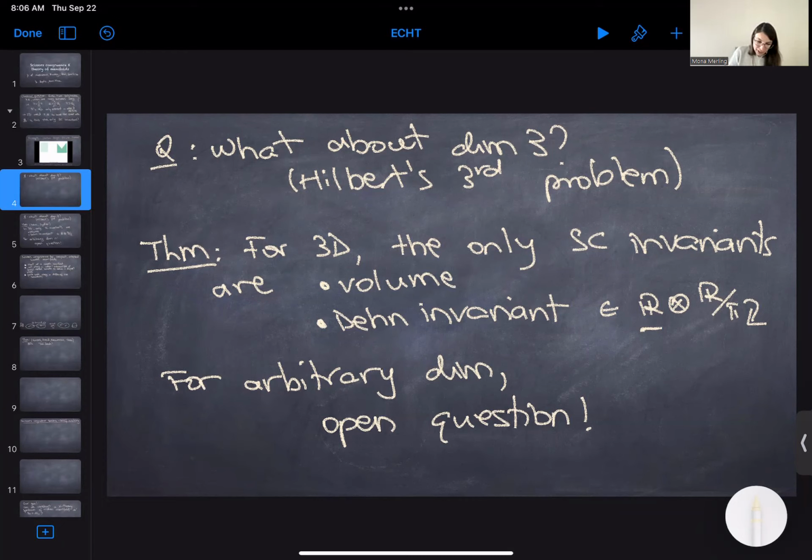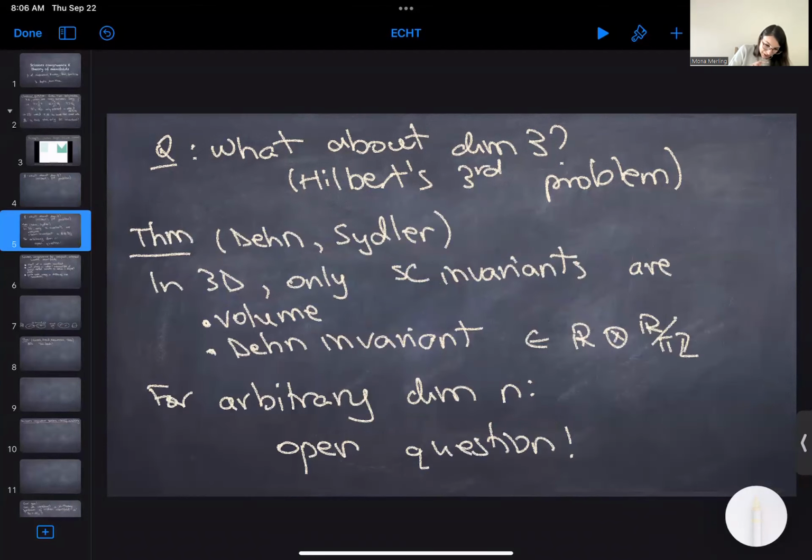But for today, I'm not going to talk about that. Now I'm going to switch to manifolds. Inspired by this question, we can try to ask the same question in manifolds.